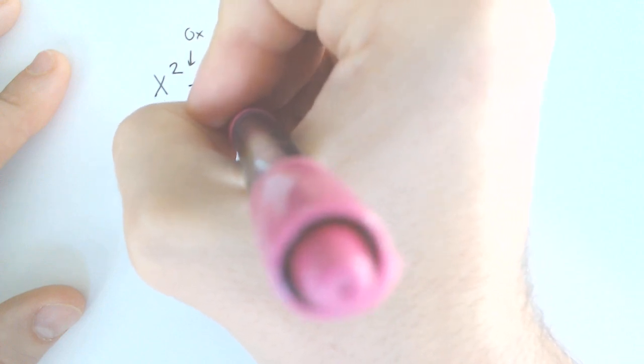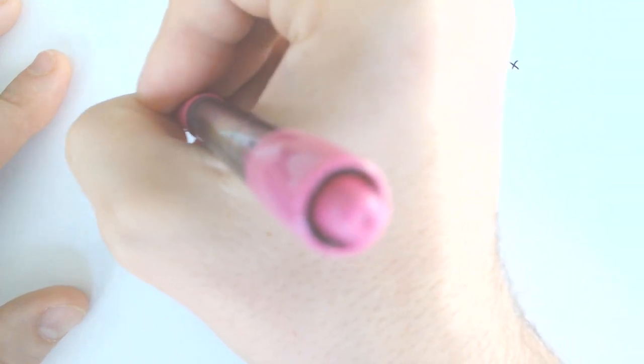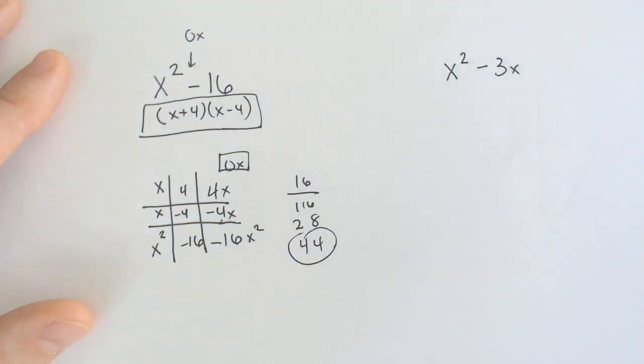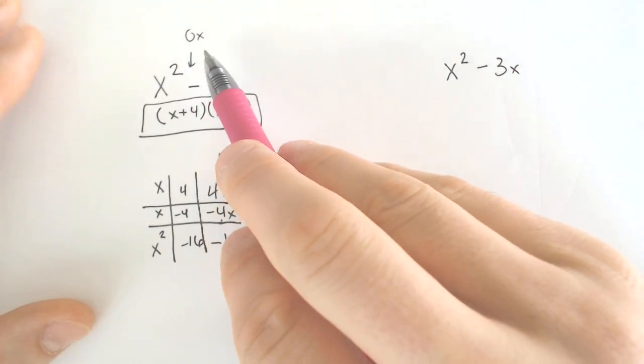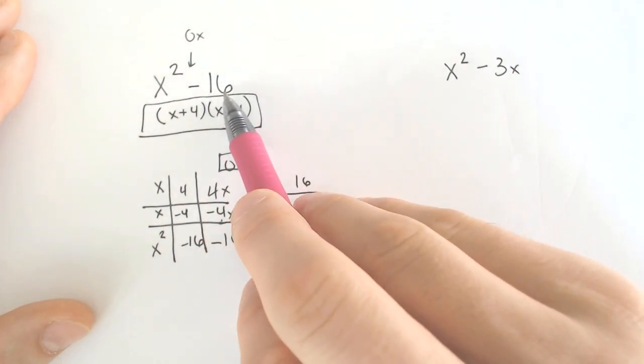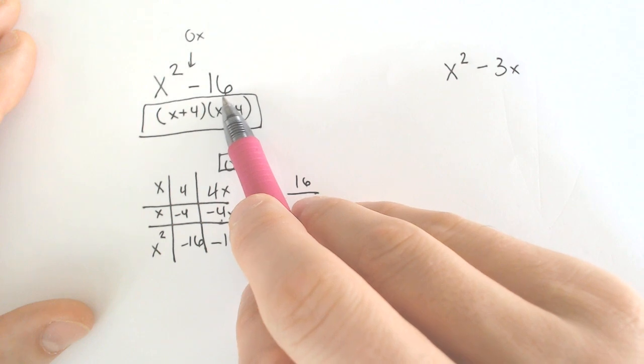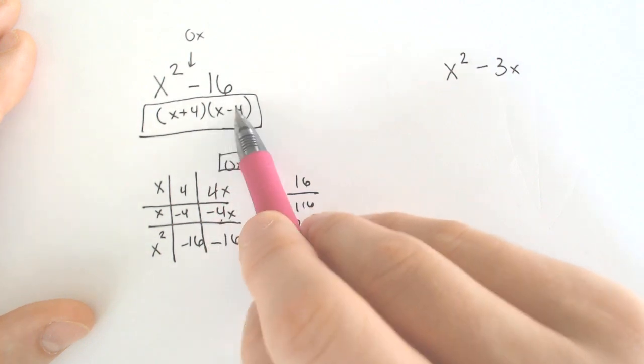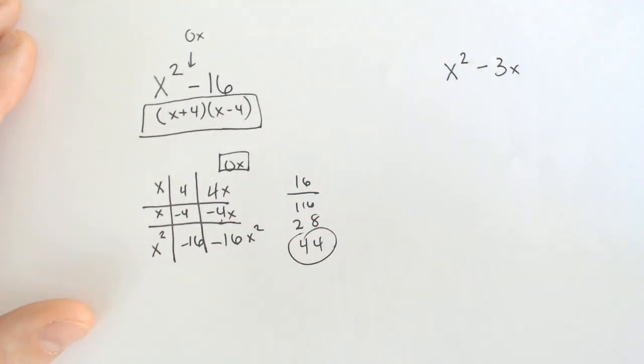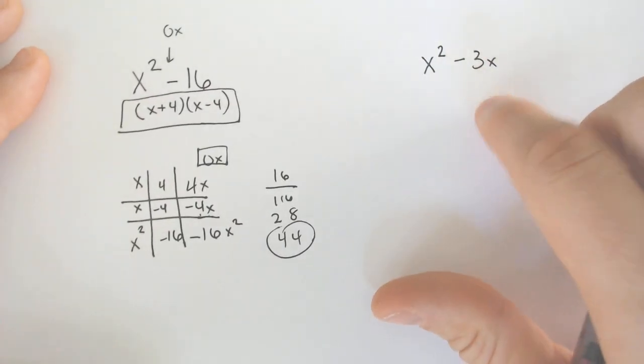Your two factors are x plus 4 and x minus 4, which you may already see the trick here. If there is a missing middle term, it's going to be the square root of 16, because it's got to be the same number, one positive, one negative. You're done. All right. What about this one?